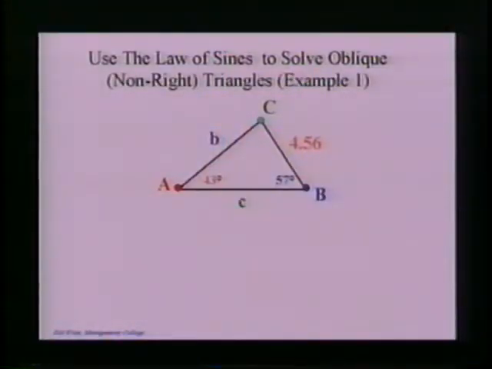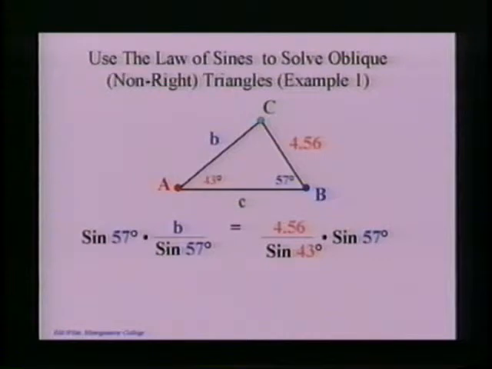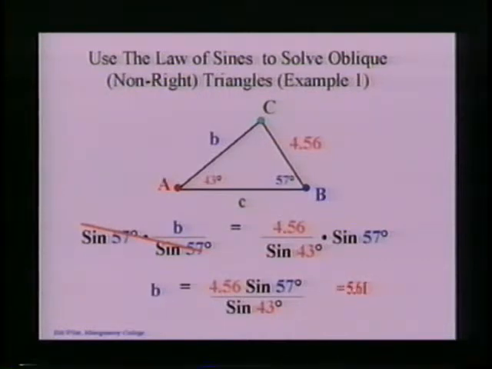Remember your old buddy, the law of sines, said if I wanted to find this side, for instance, I know it's a side because it's a lowercase letter, as long as I had a matching pair, a side opposite an angle, I could go the side over the sine of the angle opposite it equals, and I have my matching pair here, 4.56 over the sine of 43. And I could solve for B. I'll multiply both sides by sine of 57 and cancel. And I'd have B by itself, and I'm cool as a mule. I could put that into my calculator and get an answer for this side B.